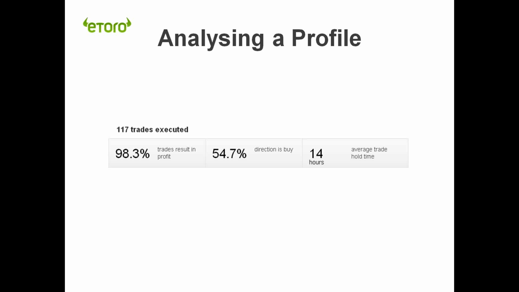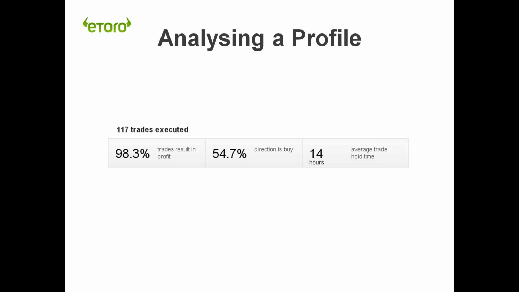Okay, so analyzing the profile as well. This comes up in the portfolio section. For me this is a very, very good statistic, because here we can see the number of trades done. I'll just reiterate that actually isn't for this trader, it's for somebody else. But what you can see here is the amount of trades done. Now this changes depending on the time period. So in the portfolio, you can make this either a week, a month, 3 months, or 6 months.